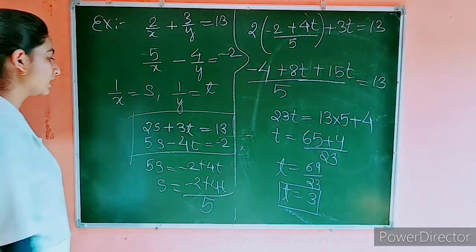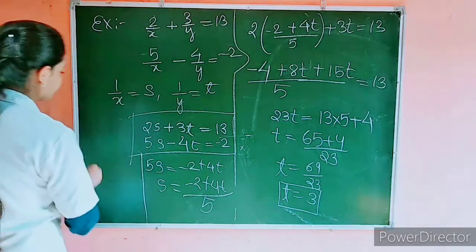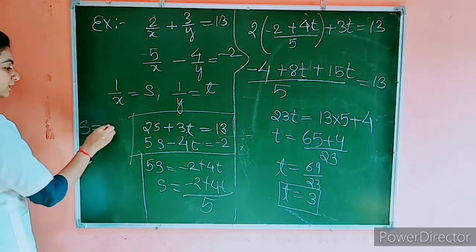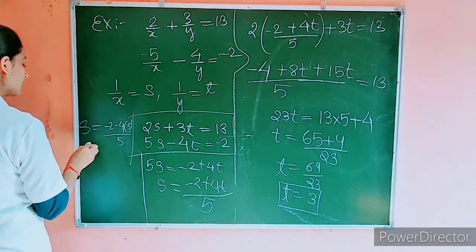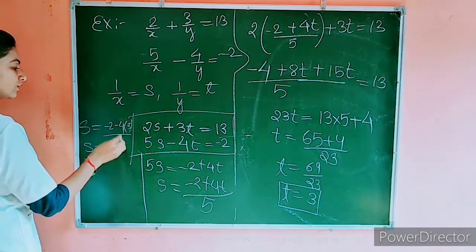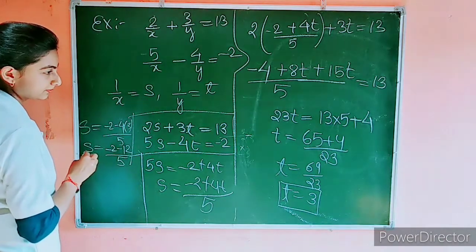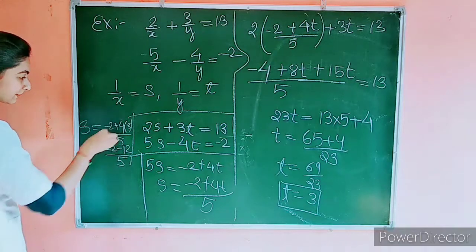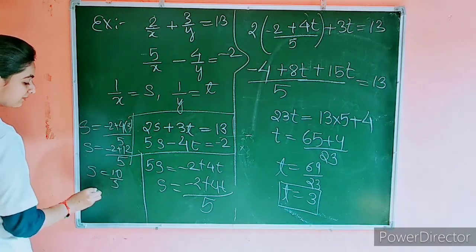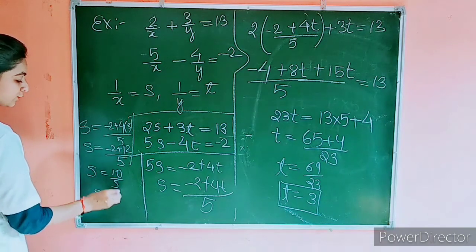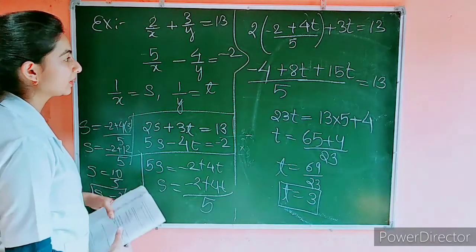Now put this value 3 in the expression for s. s = (-2 + 4 into 3)/5, so s = 10/5, and s = 2. So the value of s is 2 and t is 3.